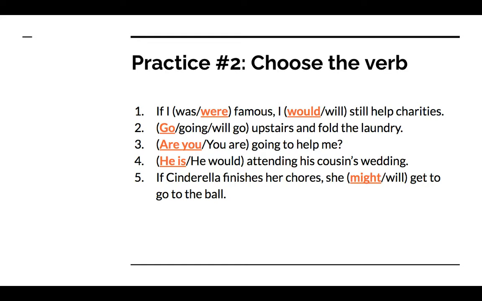Okay, so let's see how you guys did. Number one, if I were famous, I would still help charities. This is subjunctive mood because you're not famous yet. It's a hypothetical, but you are saying something you would do. So because it's the subjunctive mood, you're going to use were, not was. Go upstairs and fold the laundry. Well, that's an imperative sentence. You're telling someone to do something. In fact, you know that because the subject is not written there. It is implied. Are you going to help me? This is the interrogative mood.